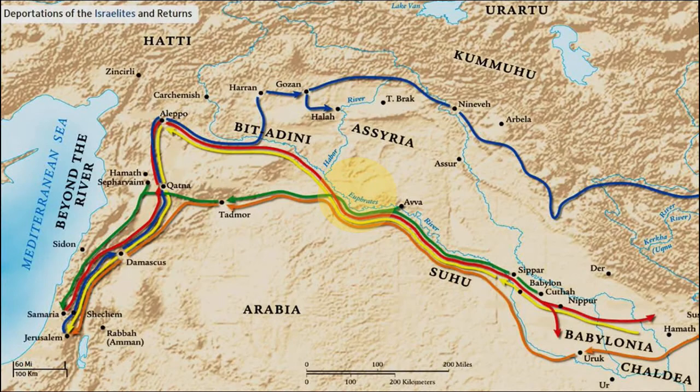This is the Euphrates River. See that word? This is the Euphrates River. This is the Tigris River. This is modern day Iraq, and it comes down towards this. But on this Euphrates River, it goes all the way up here, and then it circles up and goes up north. Then you have the Habor River. This particular area we're talking about is between the Euphrates River here and the Habor River here. So it's right in here.